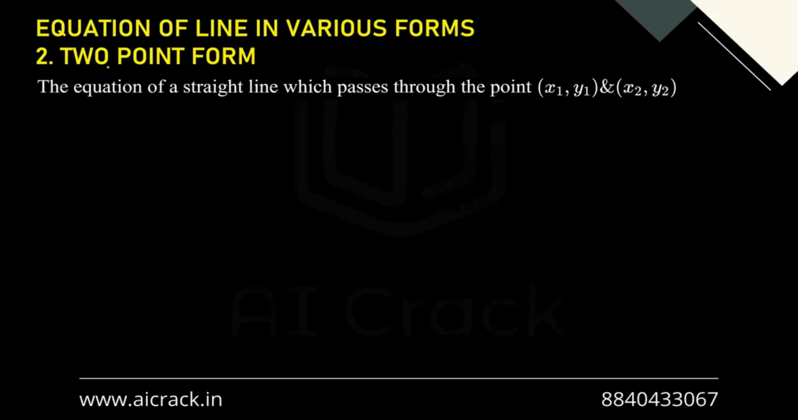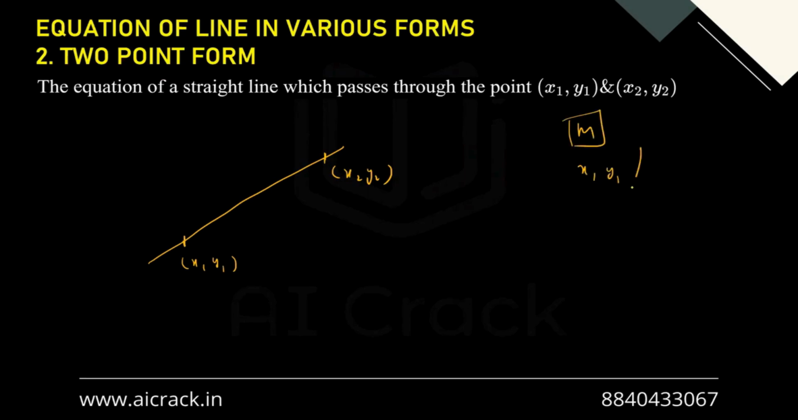Now the second form is 2 point form. Now again, let's say we have this line and we have this point x1, y1, we have this point x2, y2. Now the basic thought process should be I need a slope and I need a given point. Let's say x1, y1 or x2, y2, whichever you prefer. So we don't have slope over here, but we have 2 points. So with the help of 2 points, we can actually calculate the slope, right? So in that case, m would be y2 minus y1 divided by x2 minus x1. So this is our slope.